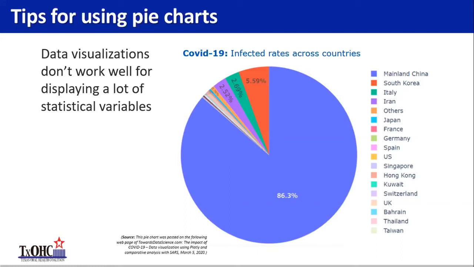If you're trying to display a whole lot of different statistical variables, there's nothing wrong with that. But a pie chart is probably not the ideal vehicle for doing that.